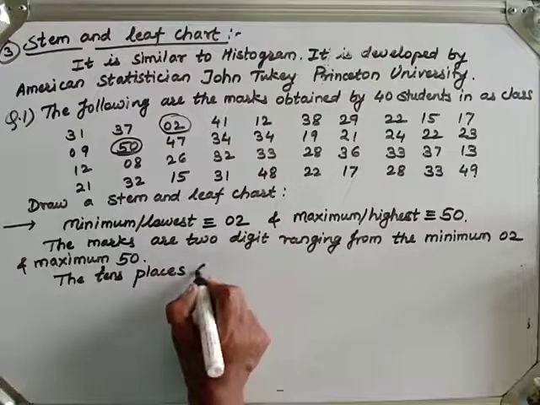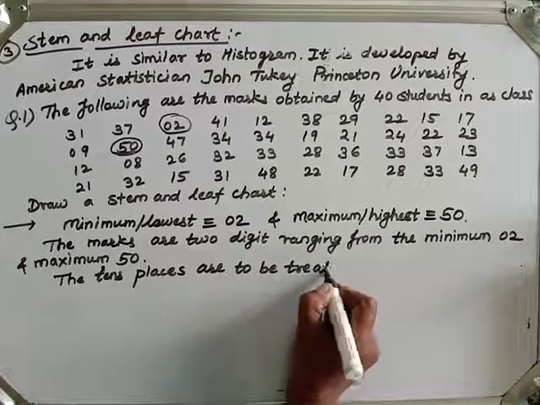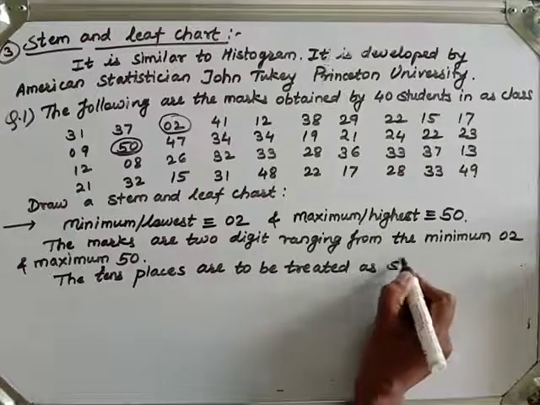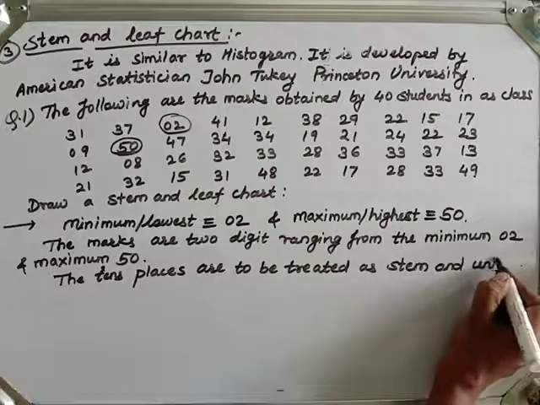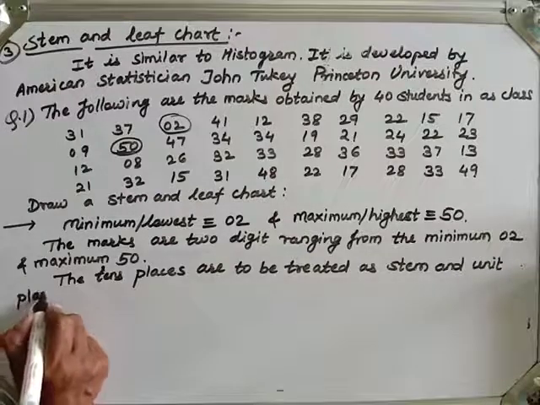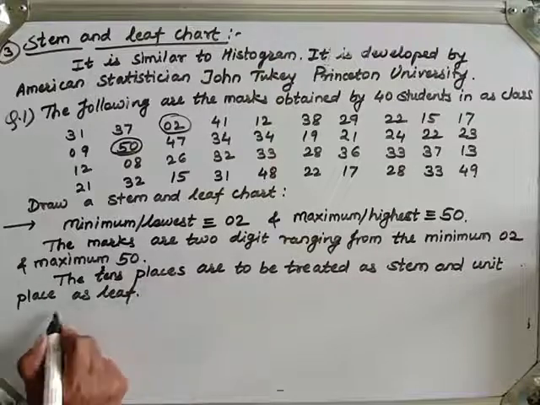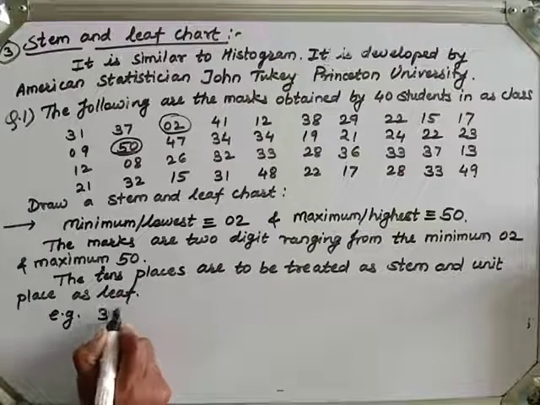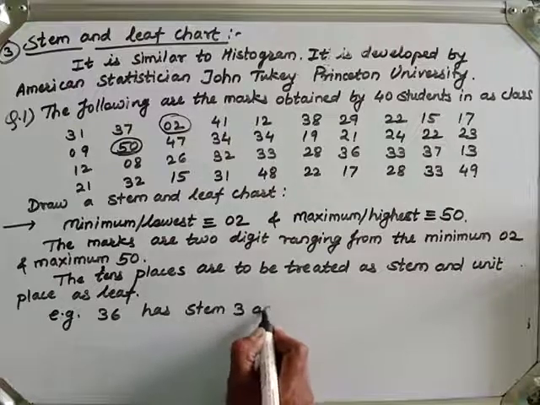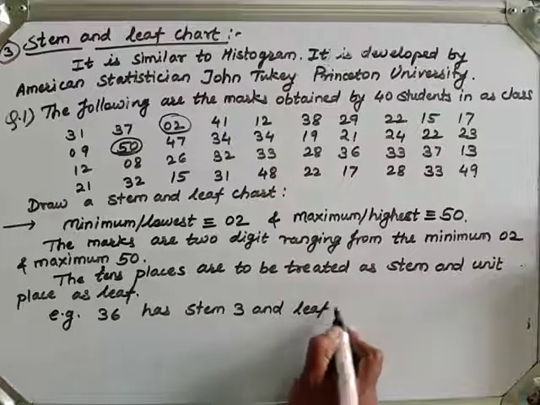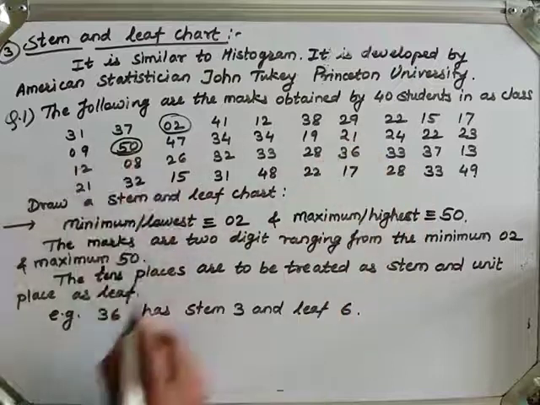are to be treated as stem, and the unit place as leaf. For example, suppose 36 has stem 3 and leaf is 6. So now let me take this first row first of all.